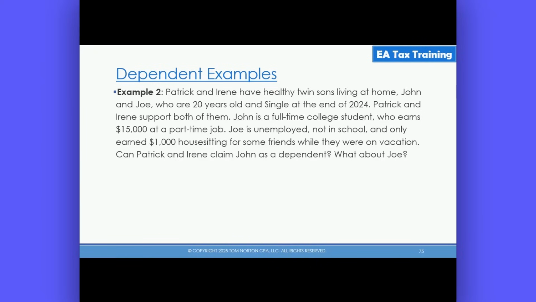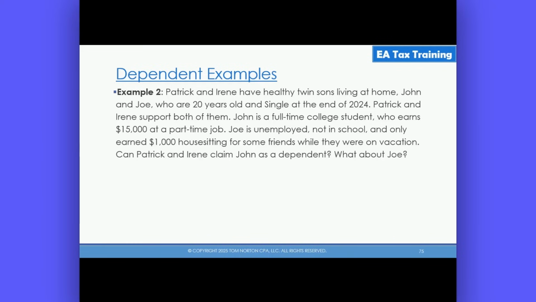They are 20 years old and single at the end of 2024. Patrick and Irene support both of them. John is a full-time college student. He earns $15,000 at a part-time job. Joe is unemployed, not in school, and only earned $1,000 house sitting for some friends while they're on vacation.